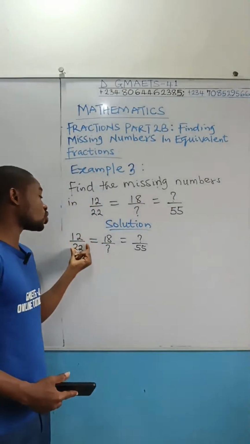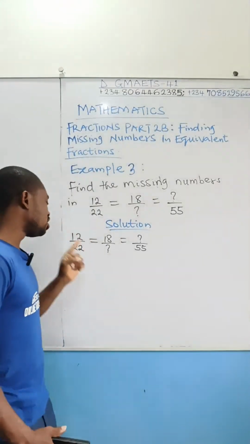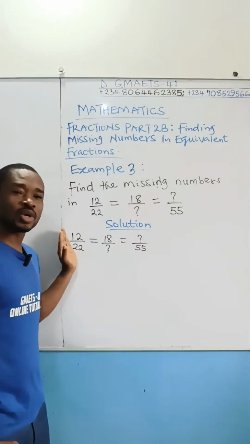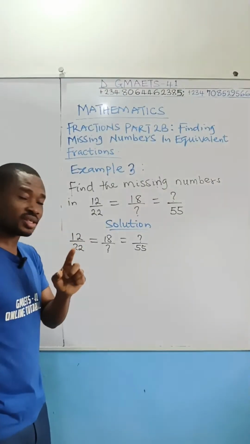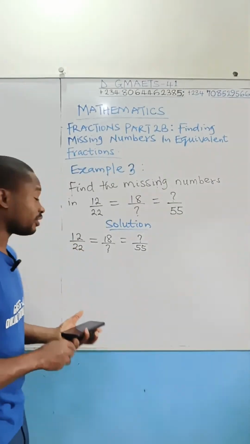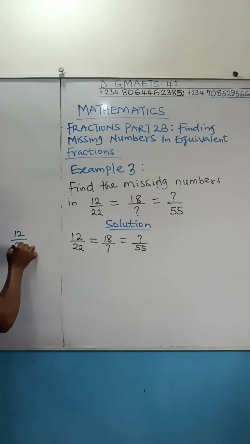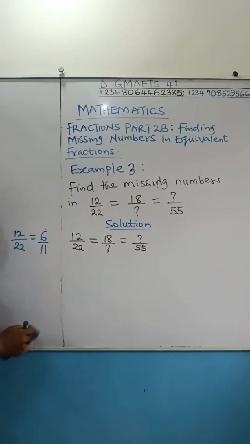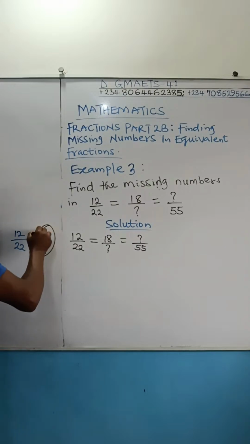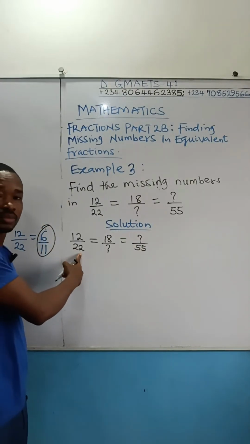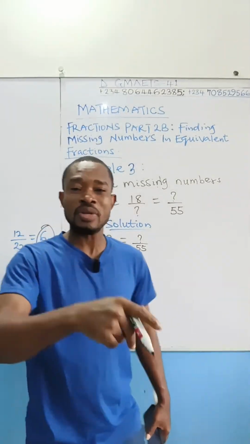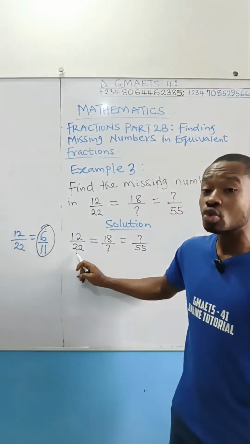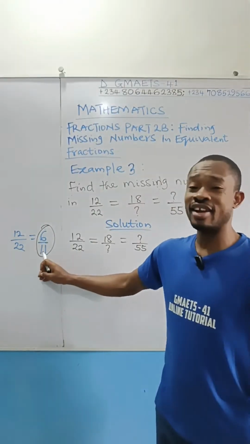If you must use method 1 to solve this question, you must reduce 12 over 22 to its lowest term. And 12 over 22, I know that 2 can divide it. If 2 divides 12, you will get 6. If 2 divides 22, you will get 11. Which means that 12 over 22 is the same as 6 over 11. This is the lowest form of this fraction. So if I want to use method 1, multiplication and division method, I won't be using 12 over 22. Rather, I'll be using 6 over 11.